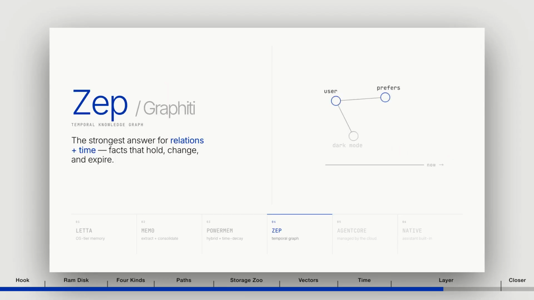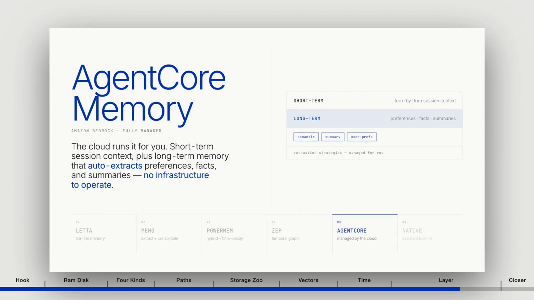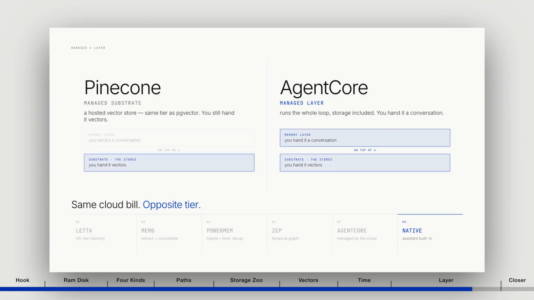Zep, built on Graphiti. And yes, Graphiti is the graph engine we put in the substrate. That's the point. The layer doesn't invent new storage. Zep wraps that graph with the write and read paths to give you temporal knowledge graph memory. The strongest answer for relations plus time. And the cloud runs it for you. Amazon Bedrock AgentCore Memory. Fully managed. Short-term session context and long-term memory that auto-extracts preferences, facts, and summaries. No infrastructure to operate. One last distinction, because it trips everyone up.